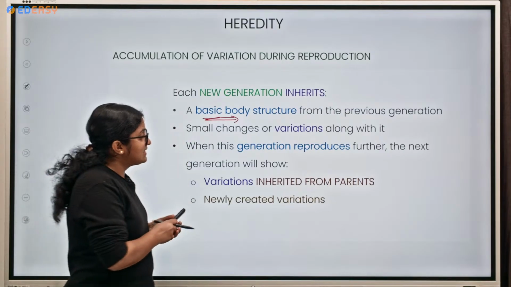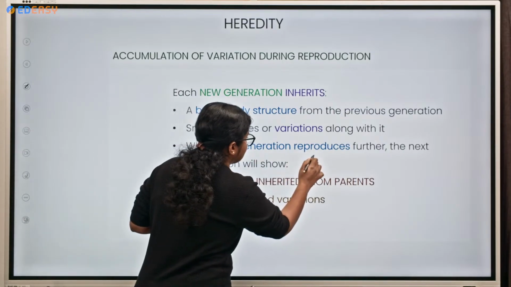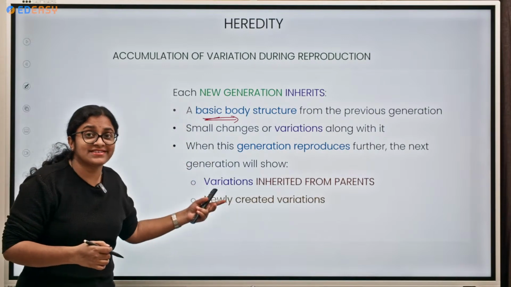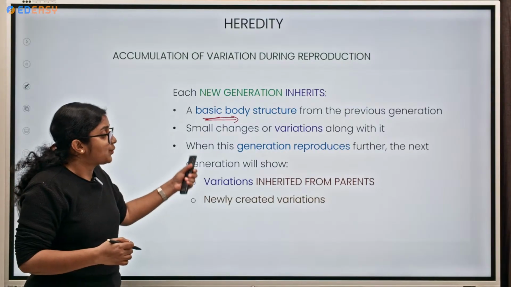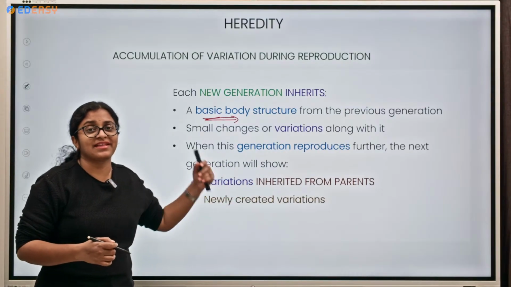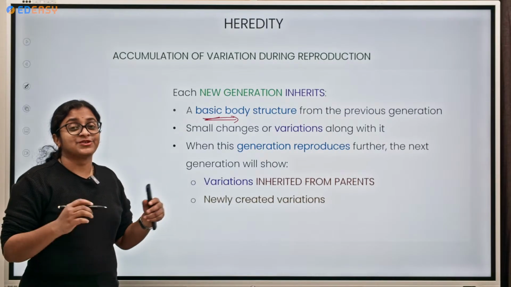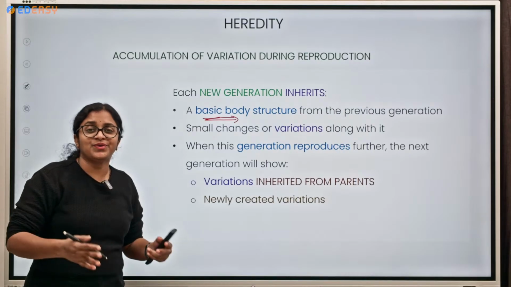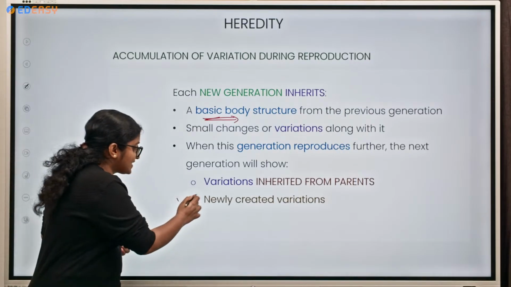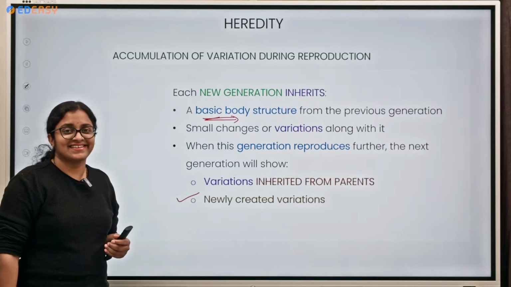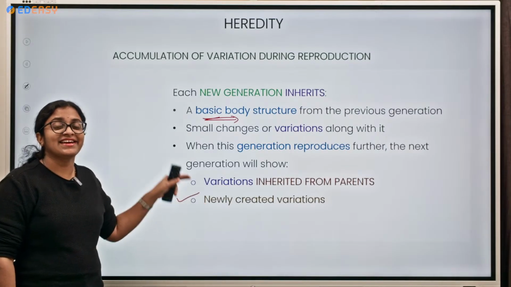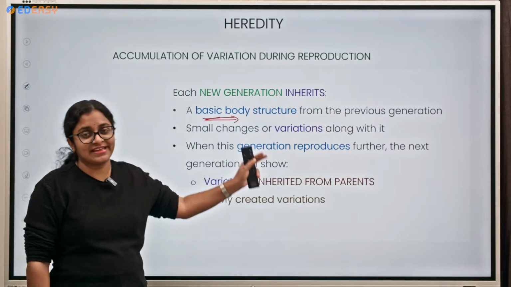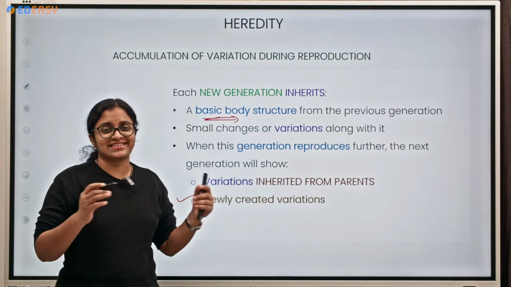When the generation is again reproducing further, the next generation shows the variation inherited from the parents. So thereby what could we find? We could find the newly created variations over here. Understood? The newly created variations will be found over here, and this is how the accumulation of variation during the process of reproduction is happening.